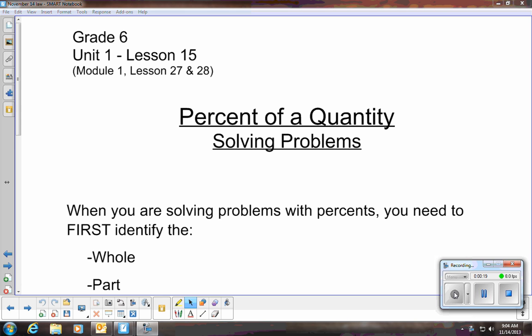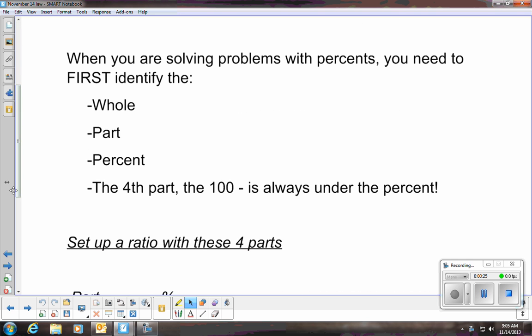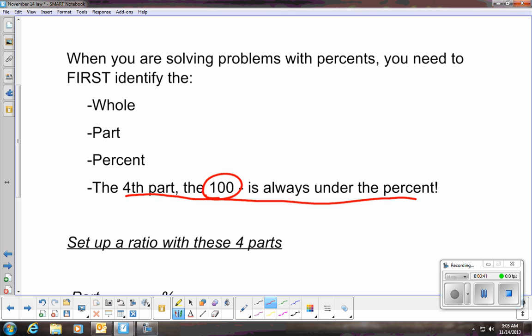Solving problems with percents of a quantity, which is what you did last night, what you're going to do tonight. Essentially, there are 4 parts to every problem. You're going to know 3 of them, and you're going to have to figure out the 4th. All right? This part right here is always going to be 100. So right there, there's one part you don't have to worry about. Always going to be 100.